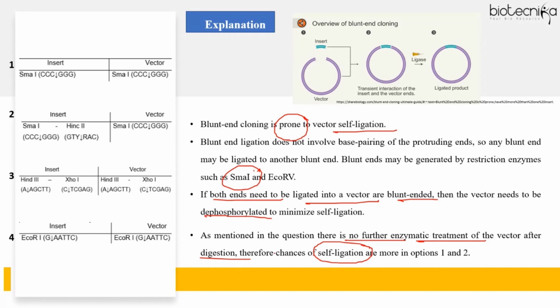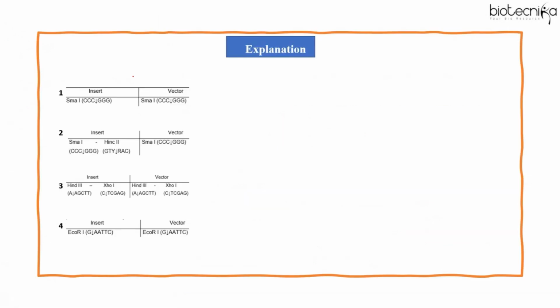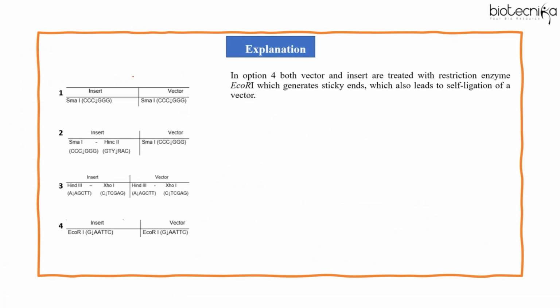We have to find out the least probability. If you see option 1, you can see SmaI generates blunt ends. If you see option 2 again, we have blunt ends, right? The enzyme generates blunt ends. And as we are not doing any kind of enzymatic treatment, we cannot say that here we have the least probability. Yes, the chances of self-ligation are more in option 1 and 2. Now let's have a look at 3 and 4. So the answer must be between option 3 and 4. It will not be between 1 and 2.